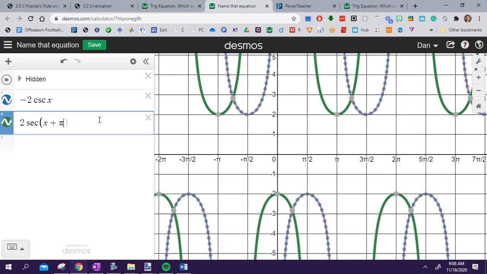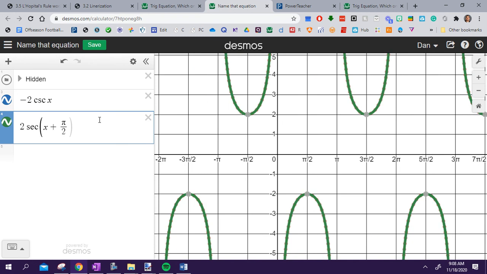X plus pi over 2. Look at it. We're good to go there. It's a secant graph, so we're going with cosine. Plus pi over 2 is going to move me left, and cosine starts at the top. So we're good. We got a second one.